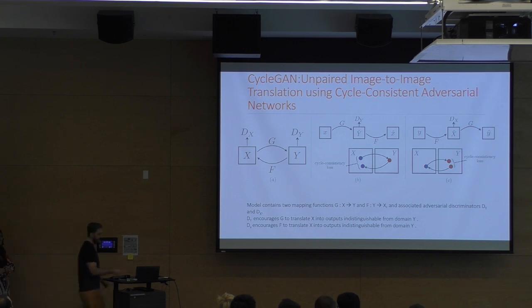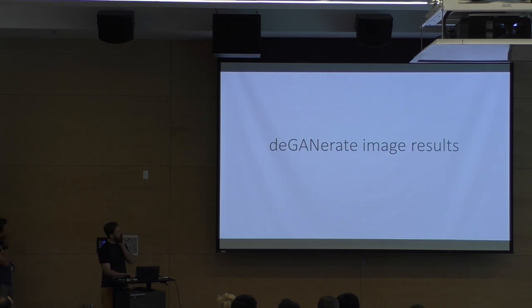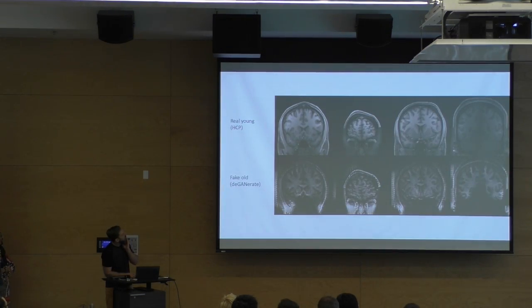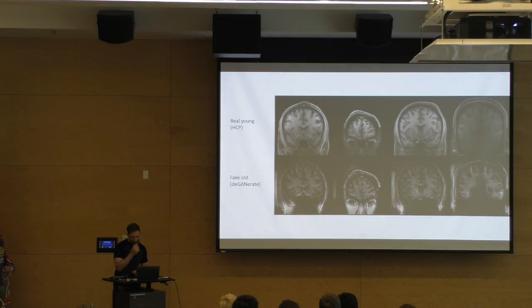Okay, it's me again. Now we come to the actual image results of our GAN. On the top row you see the real young HCP data, and on the bottom row you see the fake old data. What you see is that there's definitely some noise happening, but in some parts you can actually see that it does, to some degree, what we wanted it to do. For example, if you look at these two gyri in this subject, you see that it's trying to increase the amount of CSF in this part.